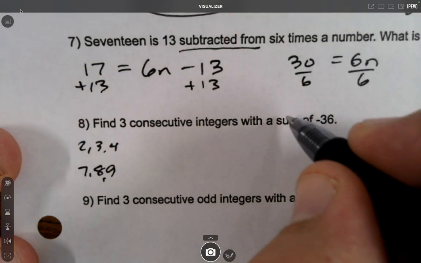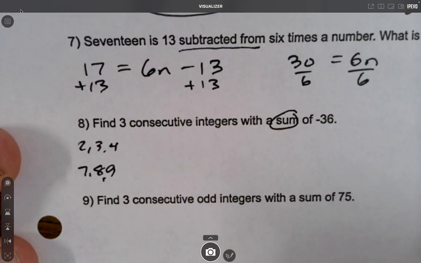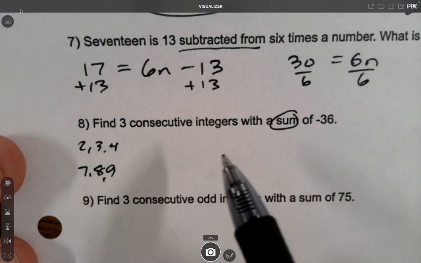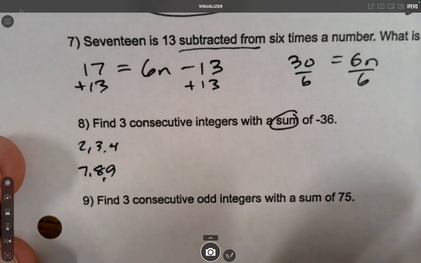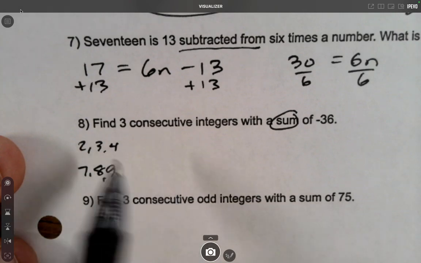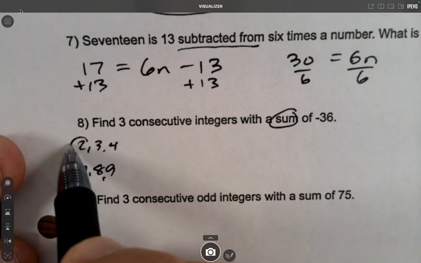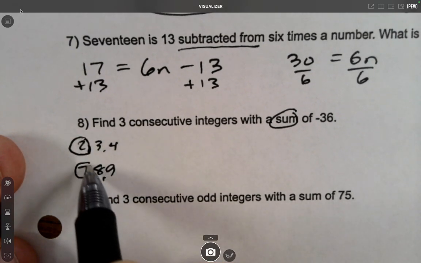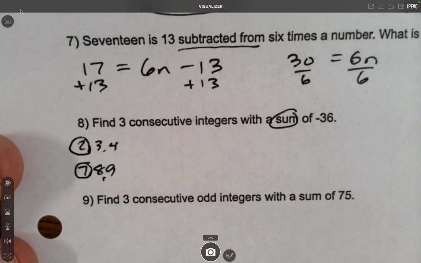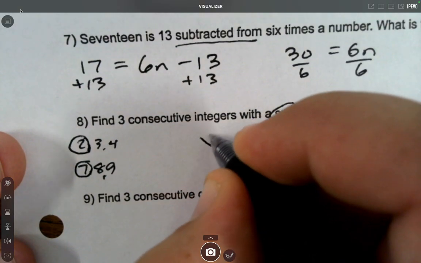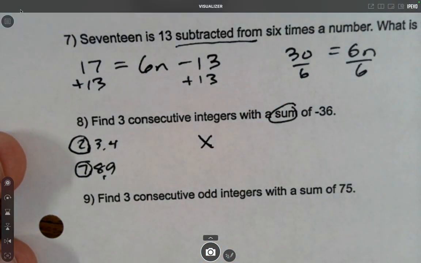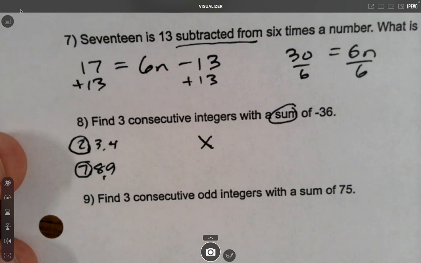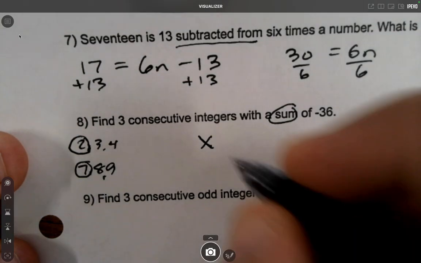So first of all, we see the word sum, so we know we're going to be adding them. So 3 consecutive integers. We have no idea what these are, but we know they're consecutive. So here's what you need to think about. If we start with the smallest number, in this case it'd be 2, in this case it'd be 7. But we don't know what the smallest number is. So we'll just say it's x. So that's the first number. And we need to add to that the second number.